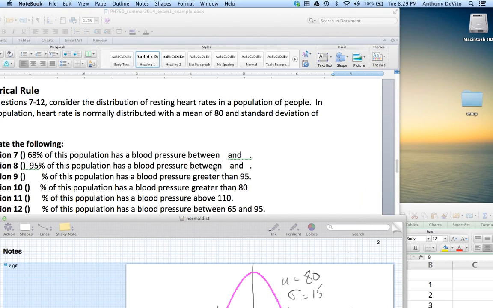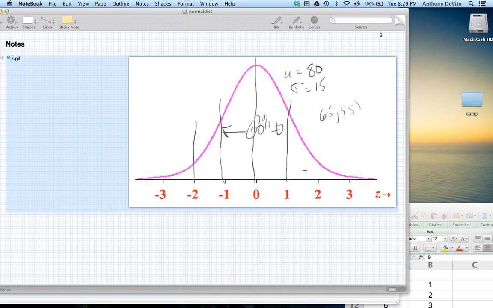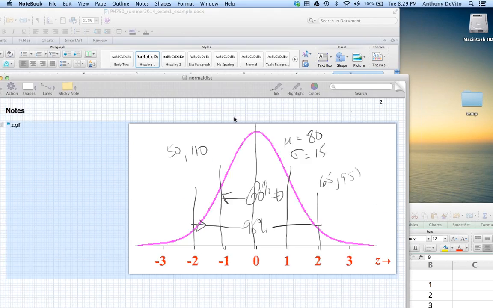95% of this population has blood pressure between, well, that's going to be two standard deviations apart, right? That's going to be 30 taken from 80, so that's going to be 50, and 30 added to 80, which is going to be 110. Okay, so that's the two questions there.